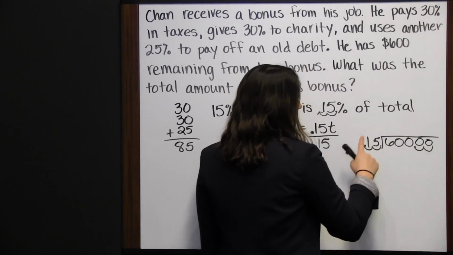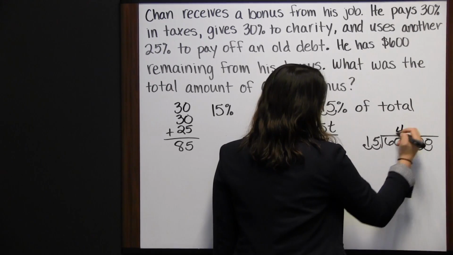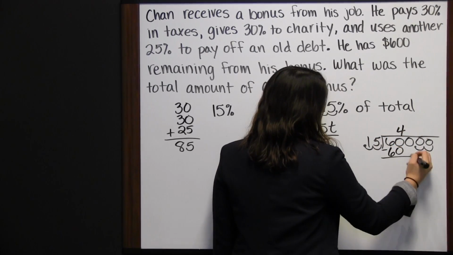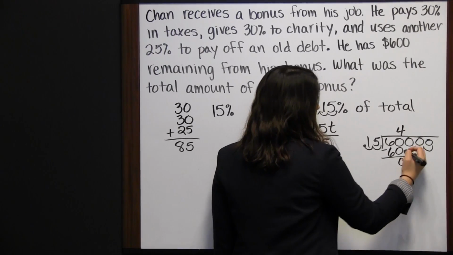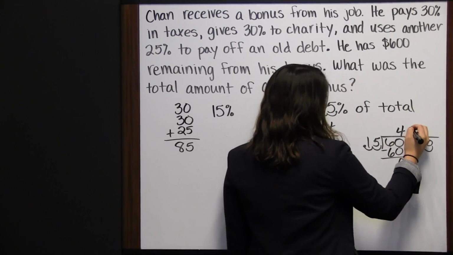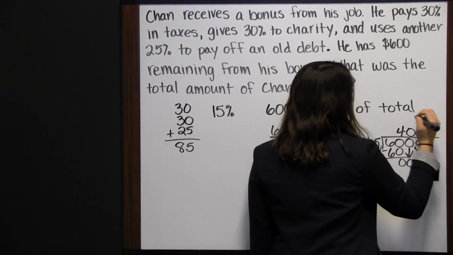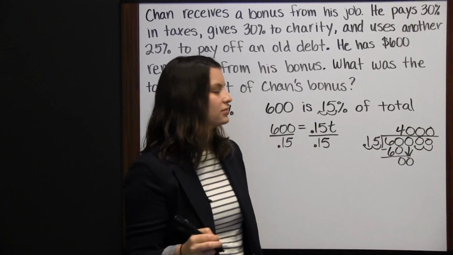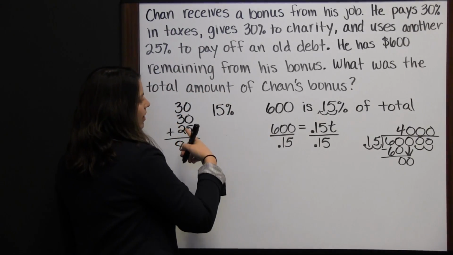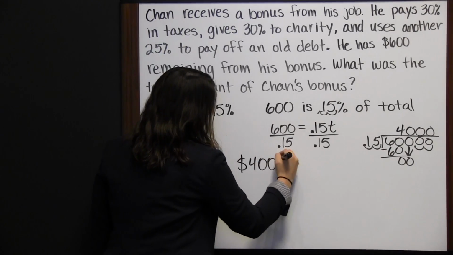and 15 goes into 60 4 times. 15 times 4 is 60. You subtract and get 0. When you bring down 0, 15 goes into 0 0 times, and that's just going to keep happening 2 more times until we get 4,000. So what was the total amount of Chan's bonus? $4,000.